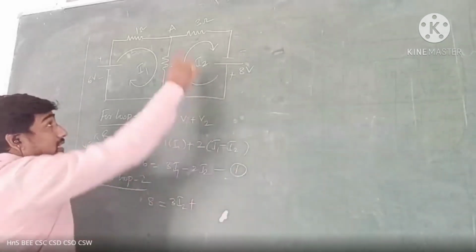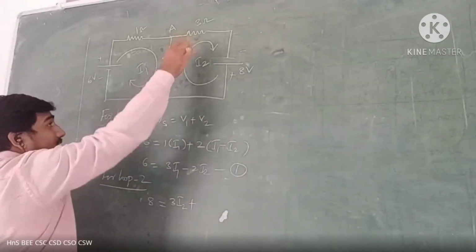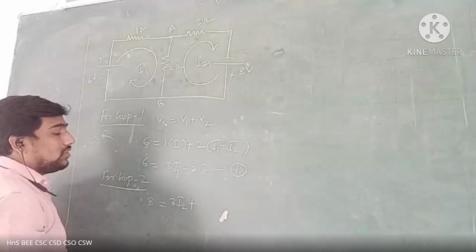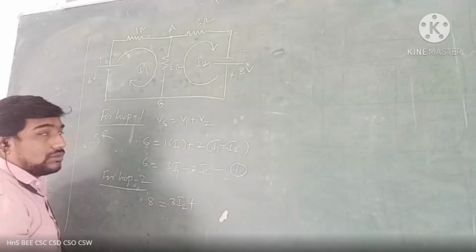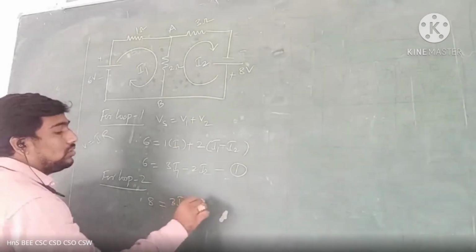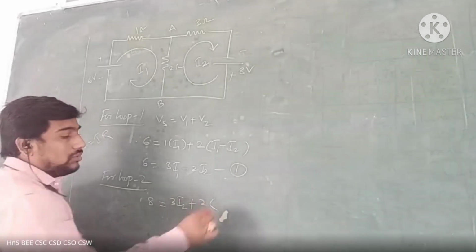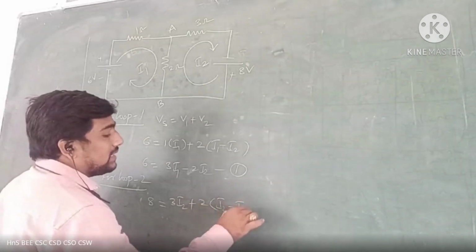Why? Because in resistor number 3, which current is flowing? I2 current is flowing now. That's why I'm writing 3 into I2. Okay. Now coming to the common one: 2 into (I2 minus I1).